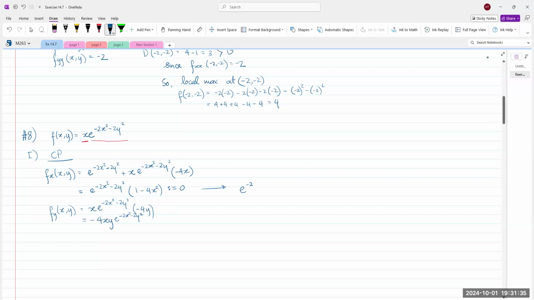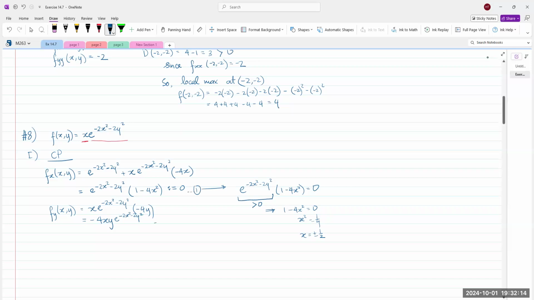So I get this equation here: e to the negative 2x squared minus 2y squared times 1 minus 4x squared equals 0. But the exponential function is always positive. So the only way this equation can be 0 is when 1 minus 4x squared equals 0. So x squared equals 1/4, so x equals plus or minus 1/2. That's from the first equation.